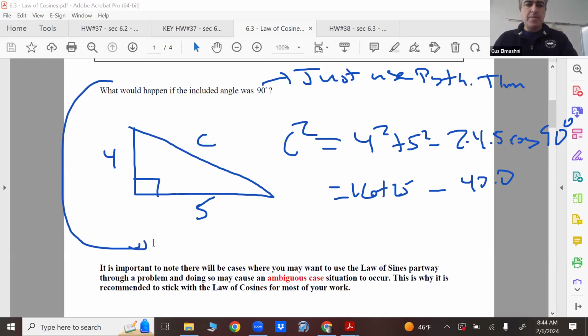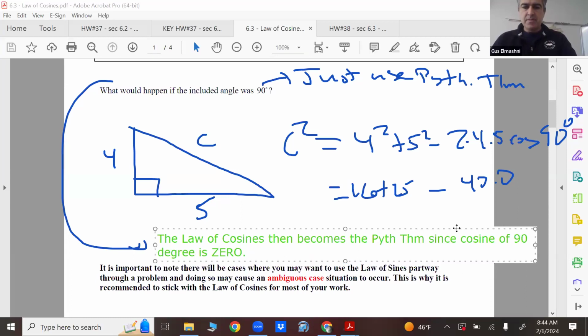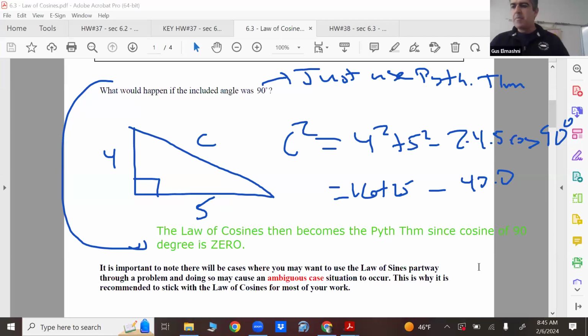And actually, let me type that up to be a little more explicit here. The law of cosines then becomes the Pythagorean theorem, since cosine of 90 degrees is 0. Yeah, that's all. So that makes sense. We're good? All right.